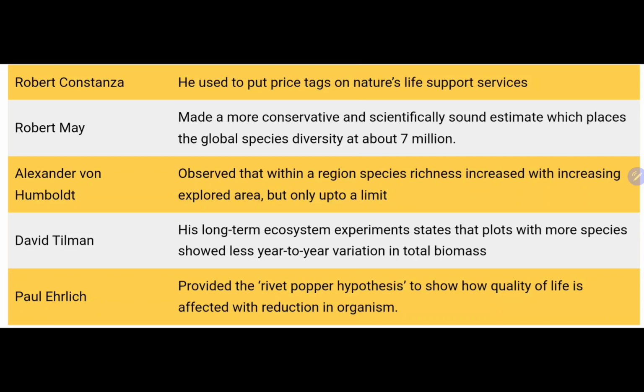So Paul Ehrlich provided the rivet popper hypothesis and shows how quality of life is affected with reduction in organisms, how the imbalance of ecosystem is created.